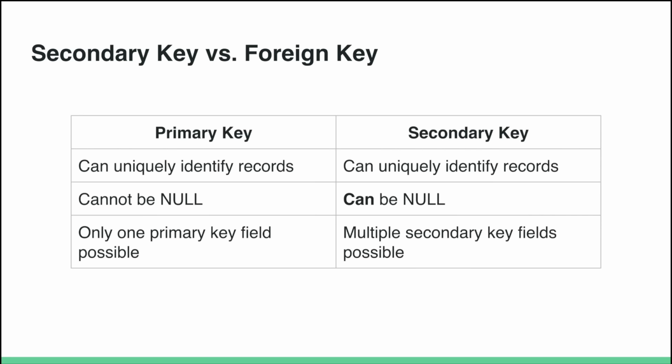The difference between a primary key and secondary key is that while they both uniquely identify records, primary keys cannot be null because they are essential to identifying records in a database. However, secondary keys can be null. Also, we can only have one primary key at a time, versus we can have multiple secondary key fields. So this is going to have a caveat in the slides coming up.